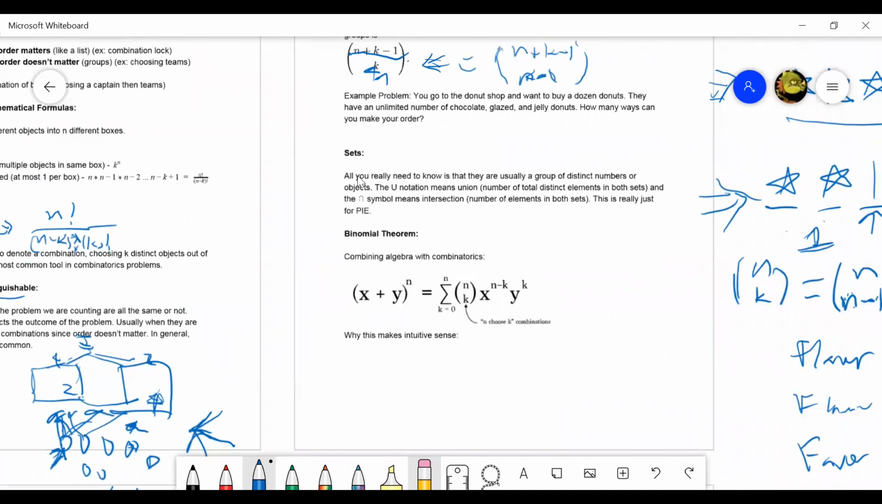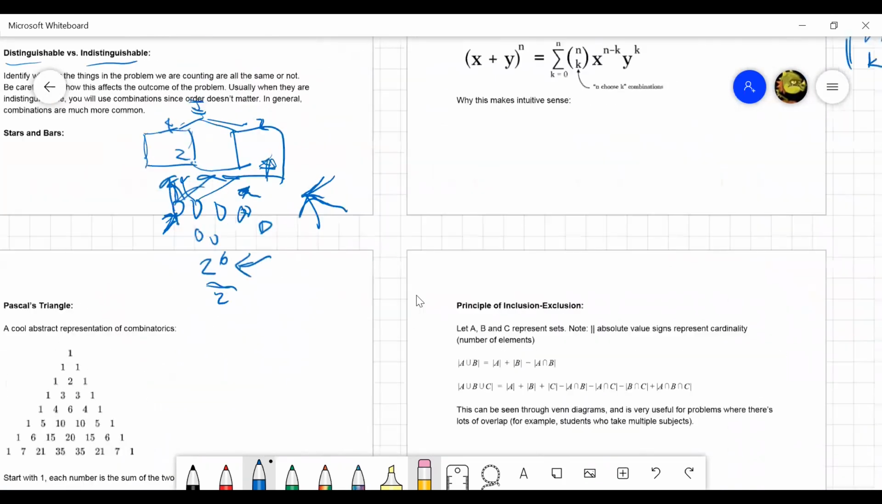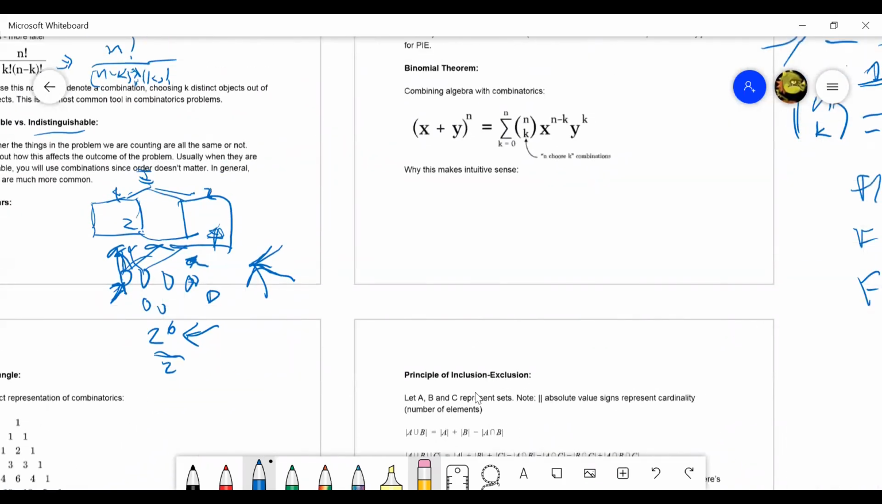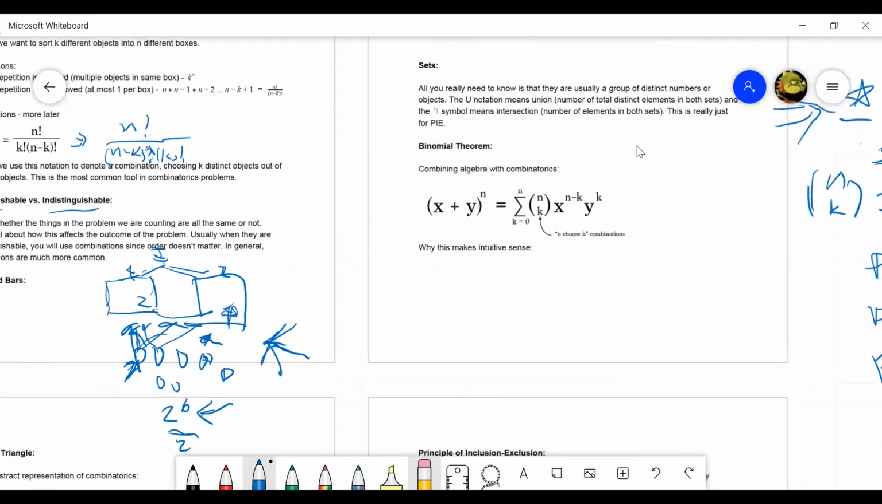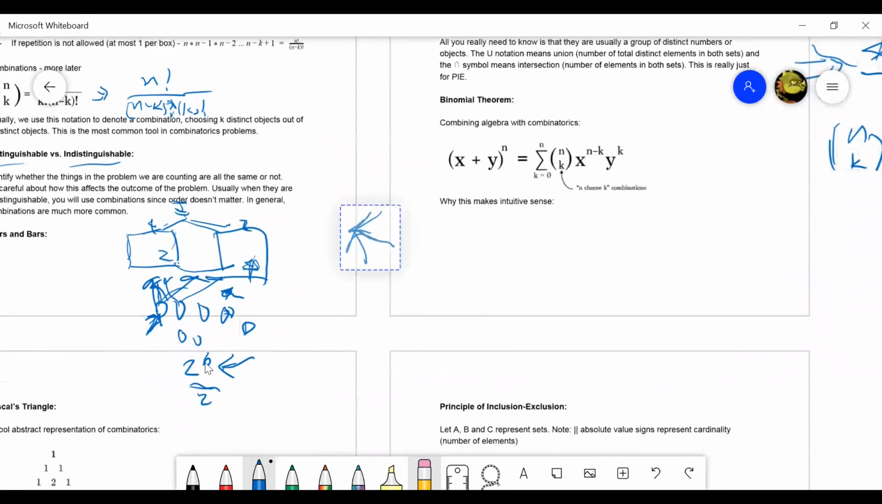Next is about sets. I'm actually going to talk about sets a bit later, since it works better with the principle of inclusion and exclusion. So I'm just going to put that off until after I do the binomial theorem and the stuff on the next page as well.